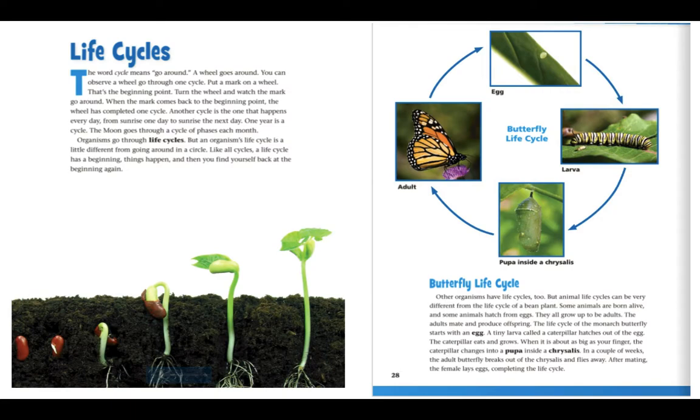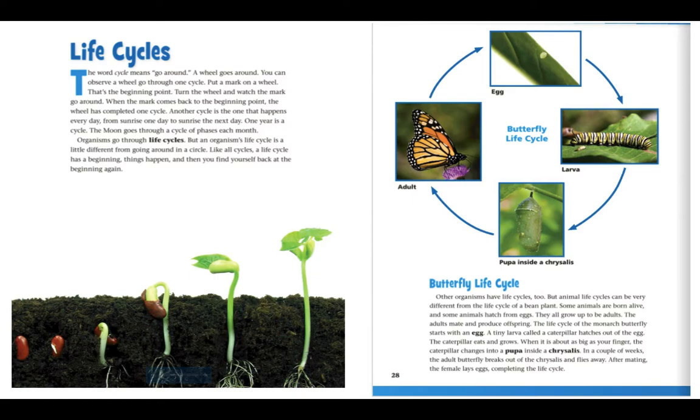The butterfly life cycle. Other organisms have life cycles too, but animal life cycles can be very different from the life cycle of a bean plant. Some animals are born alive, and some animals hatch from eggs. They all grow up to be adults. The adults mate and produce offspring.